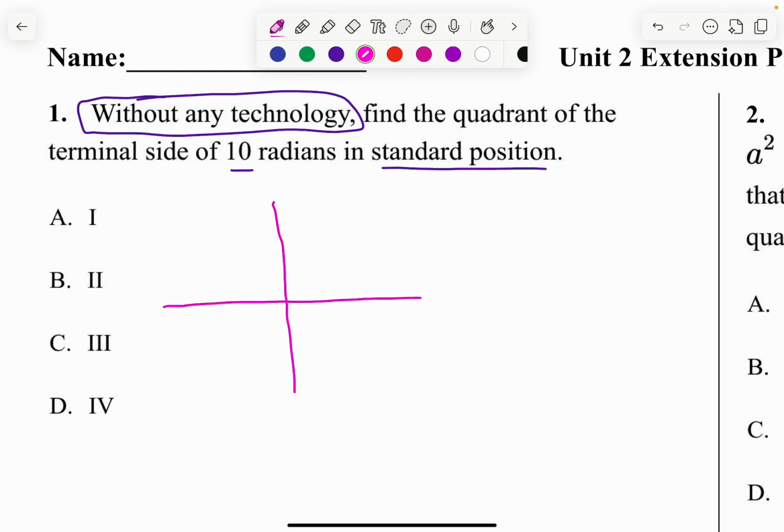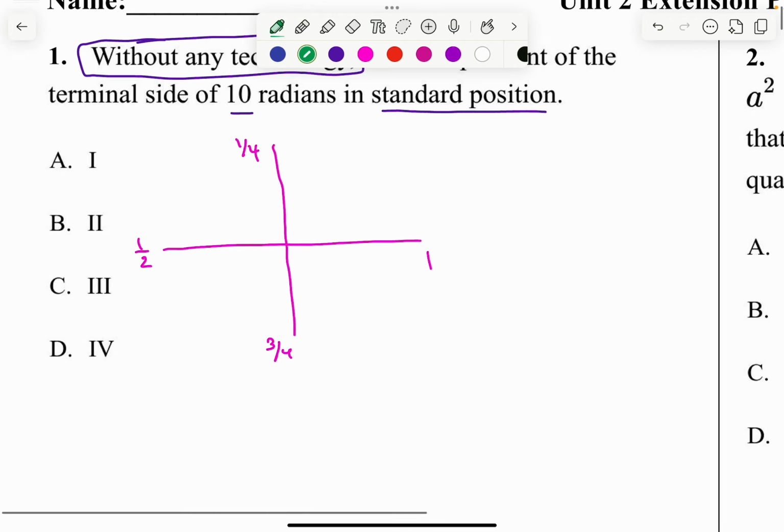In terms of the quadrants, in terms of angles in standard position, if you land on the positive y-axis, you're a fourth of the way around this whole circle. If you land here, you're half. You're 3/4 if you land there, and then there's one rotation. And so the reason I mention that is because if we can figure out how many rotations 10 radians is, it'll help us lock down the quadrant.